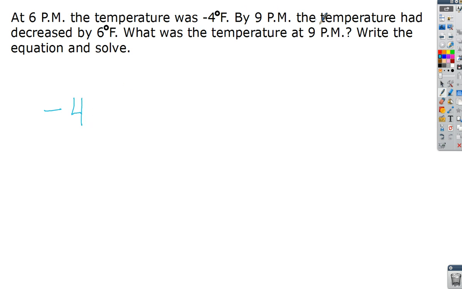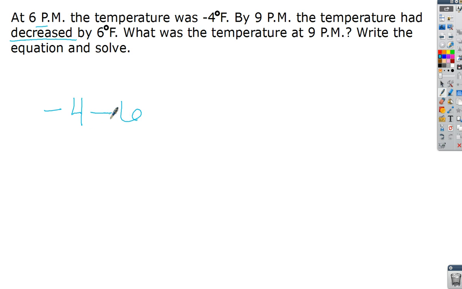And then what happened at 9 p.m.? It says by 9 p.m. the temperature had decreased by 6. This means we're subtracting by 6. It doesn't mean that it went -6 degrees. It means that we're decreasing, subtracting by 6. So we have -4 minus 6.